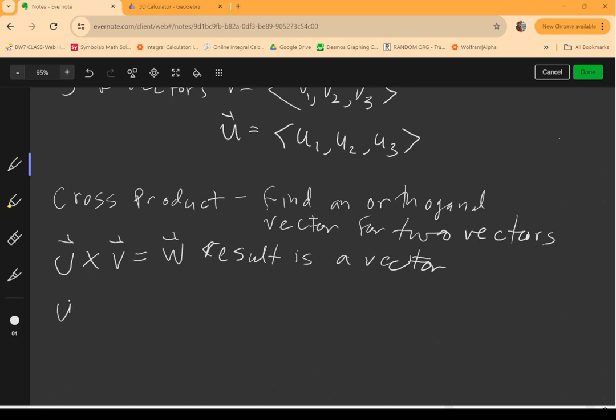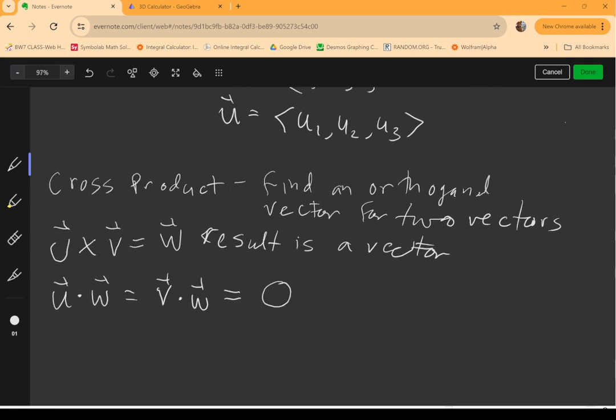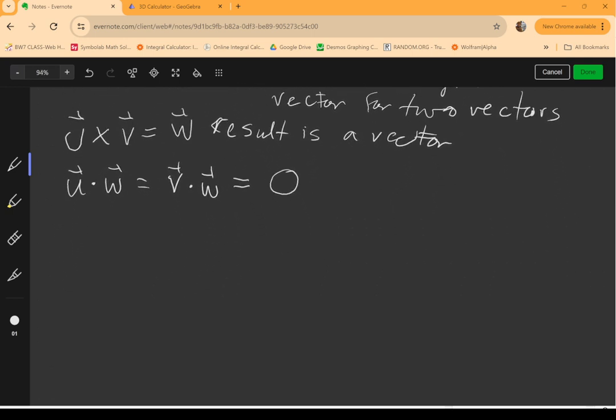So if we were to take u dotted with w or v dotted with w, where w again represents the vector that results from the cross product of u and v, in this case both of these would be 0. The scalar 0, not the 0 vector. Okay, so now let's finally introduce our cross product.